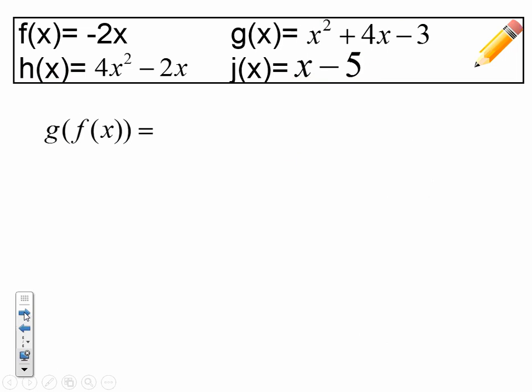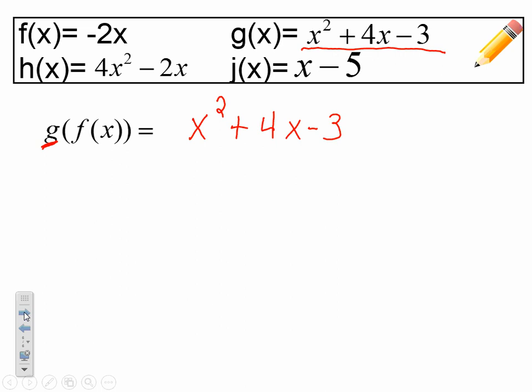All right, so this is our last example. Remember, make sure you get all 7 in your notes. This is the last one. We have the value of g at f of x. So we're talking about the value of g. So we're going to start here with g, and we're going to use this function. So I have x squared plus 4x minus 3.